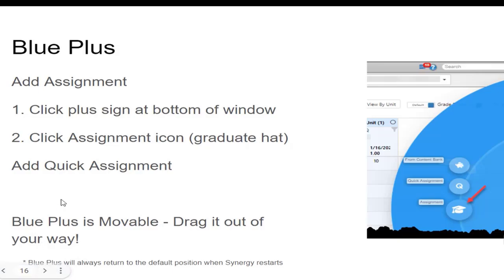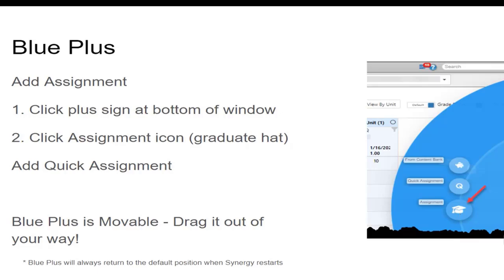If you click on that plus sign, as done here, you'll see the assignments, and then if you hover over assignments, you'll see quick assignment. And then you might also see this content bank. We don't use that, so you shouldn't see it, but if you do, just pretty much ignore it, and then you can enter an assignment or quick assignment, and I will show you what both of those look like.